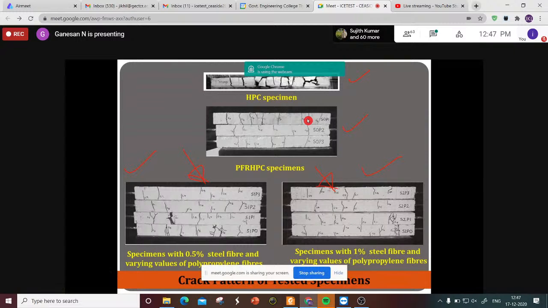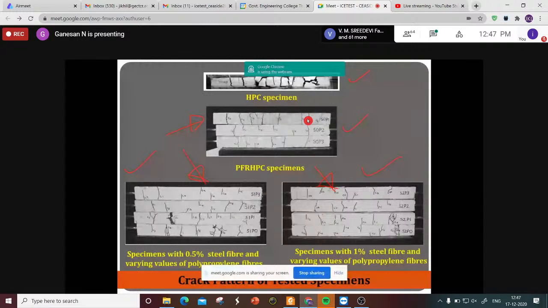Large number of finer cracks develop rather than a fewer number of wider cracks. Normally, when you ask a question in the class, will you prefer a larger number of finer cracks to a fewer number of wider cracks? Generally, a civil engineer or a structural engineer will prefer finer cracks, even though it may be large in number.